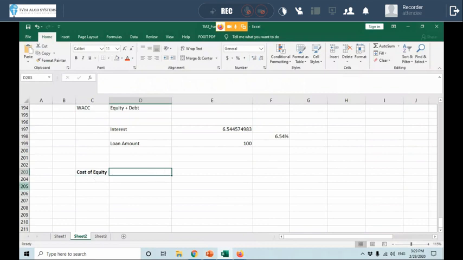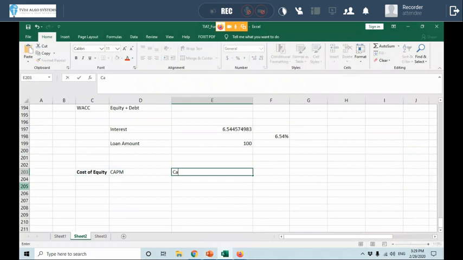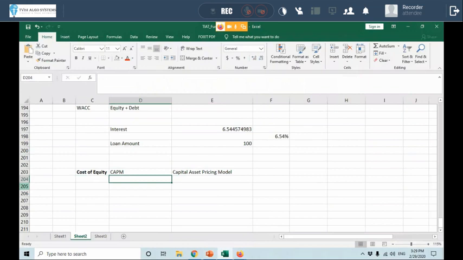Now there is one method called as CAPM, Capital Asset Pricing Model. So what they say, we can arrive at cost of equity through following methods. Just assume one thing.